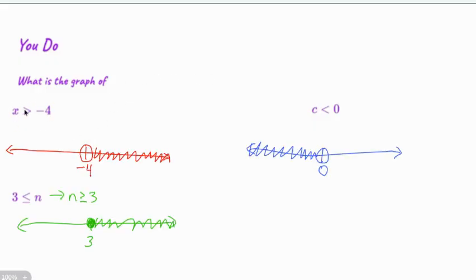So the graph of x is greater than or equal to negative 4. Since it's greater than and not greater than or equal to, we'll put the open circle and it's greater than, so we shade to the right. Similar idea with c is less than 0. Open circle because we're not equal to, but we shade to the left because it's less than. And then finally, for the last one, I did reverse my order. N is greater than or equal to 3. So solid point, shade to the right.